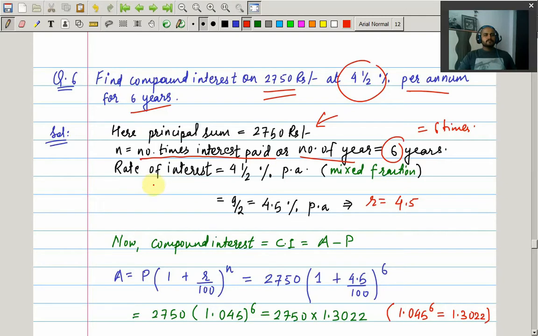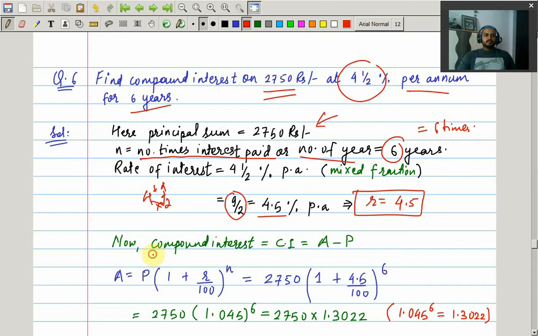So the rate of interest is 4 1 by 2. It's a mixed fraction. So a mixed fraction is solved by multiplying this and adding 1. So 4 times 2 is 8 plus 1 is 9. 9 by 2, which is again 4.5. So R is 4.5.